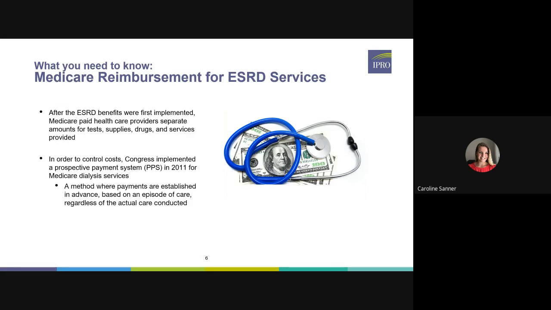After the Medicare program was extended to cover those with end-stage renal disease, cost saving became a focus for the government as they now absorbed all of those medical costs from ESRD. Medicare initially paid healthcare providers separate amounts of money for their care to include tests, supplies, drugs, and overall services provided. To help control costs, Congress implemented the Prospective Payment System, often abbreviated as PPS, in 2011 for Medicare dialysis services. Under the payment system, payments are established in advance, based on an episode of care, regardless of the actual care conducted.